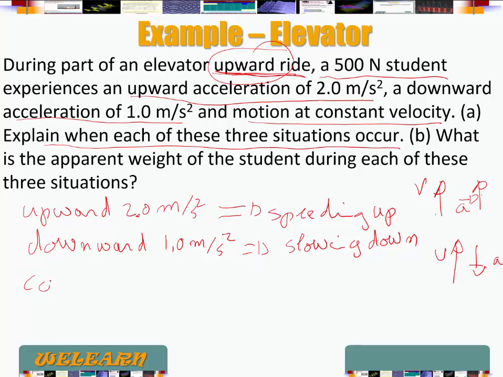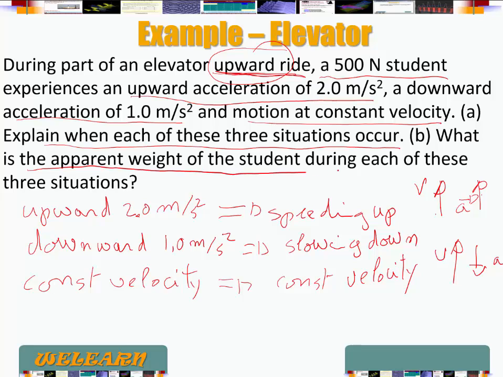The constant velocity situation is the easiest of all three. That's just simply when the elevator is moving at a constant velocity. Now, part B of the question is asking us about the apparent weight of the student during each of these situations.